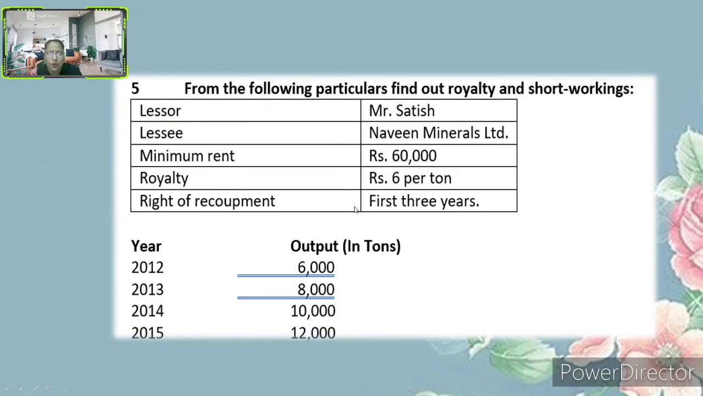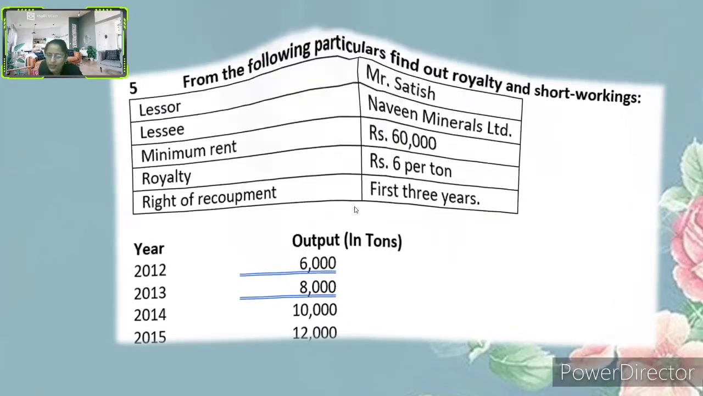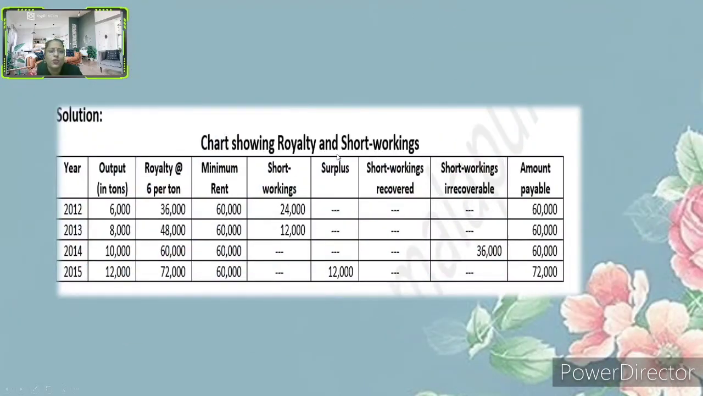Now let us see how the problem will be solved. Here is the chart showing royalty and short workings. We have to take the years 12, 13, 14, 15. They have given outputs already in the problem. We have to take 6,000, 8,000, 10,000, 12,000 tons at 6 per ton. 6 into 6, 36,000. 8 into 6, 48,000. 10 into 6, 60,000. 12 into 6, 72,000. Minimum rent is fixed, 60,000 for all the years.